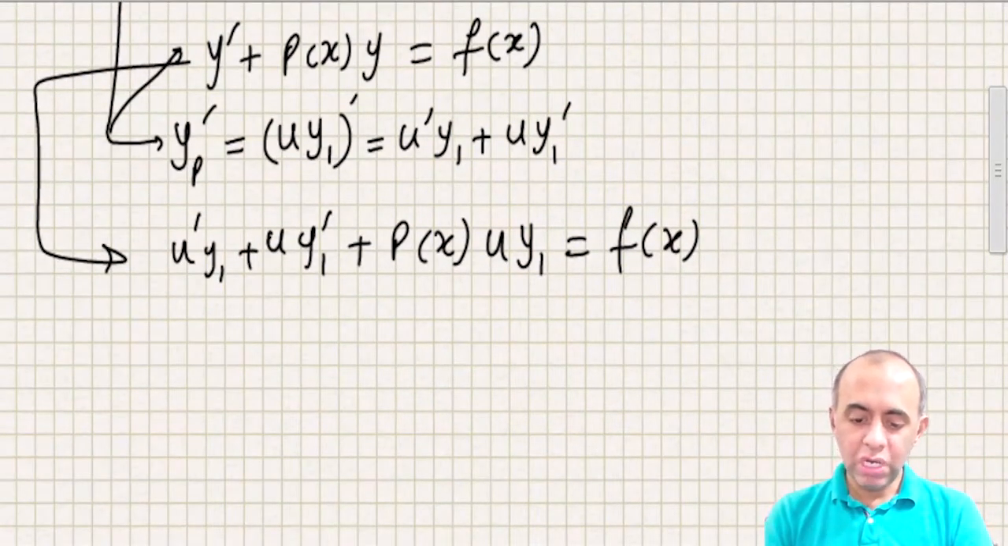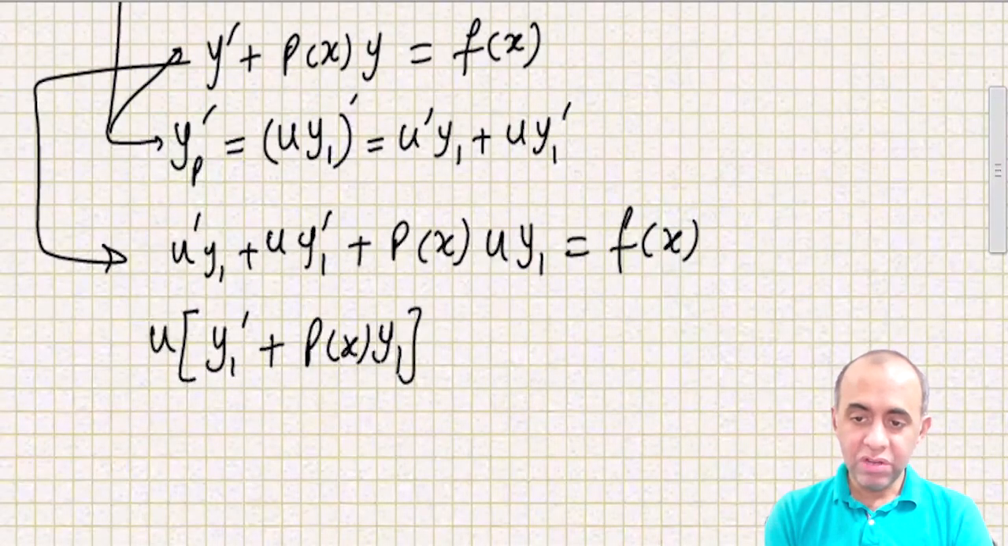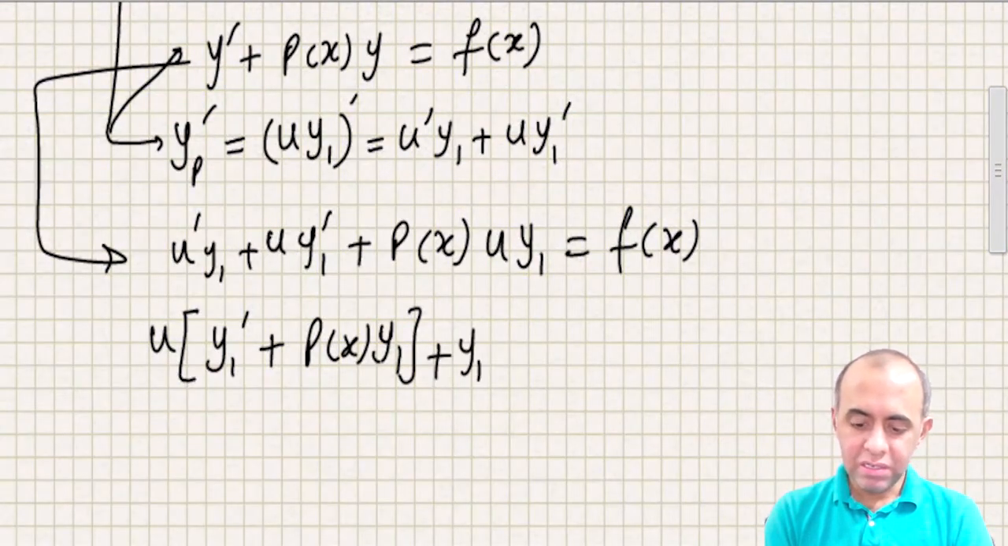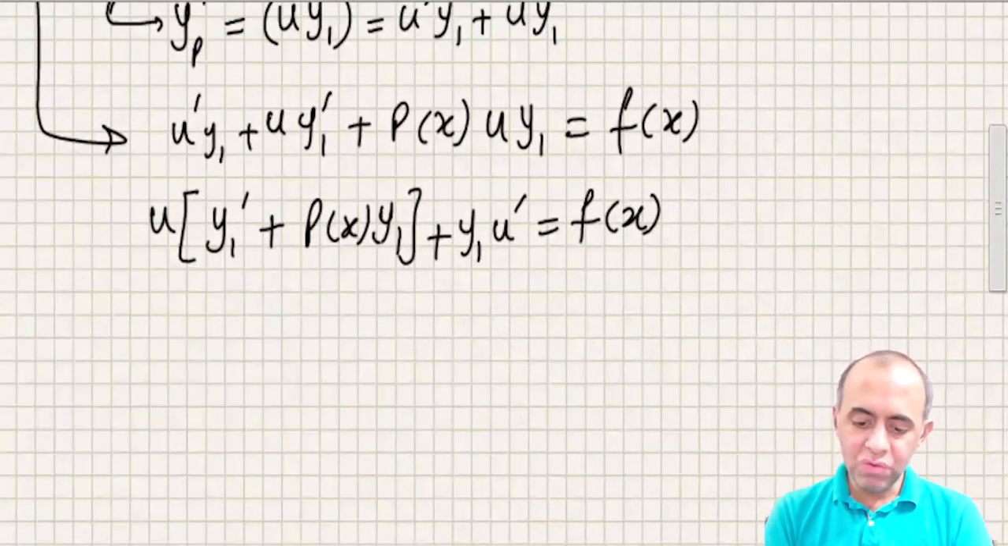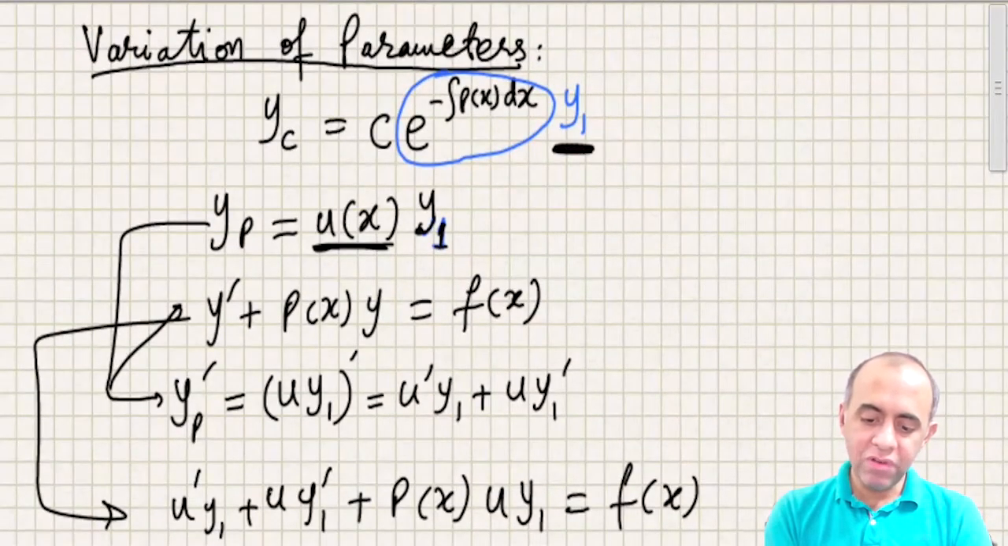Right, so now we are going to rearrange stuff a little, and we're going to take u common, and we get y1 prime plus p of x y1, and we also get y1 u prime, and on the right hand side we get f of x. And if you look closely, y1 was just a slightly different form of yc, just a constant different from yc.